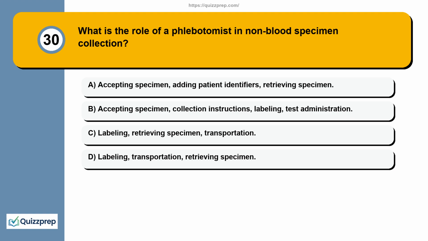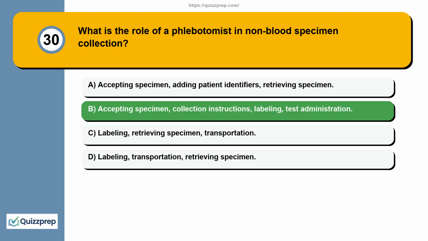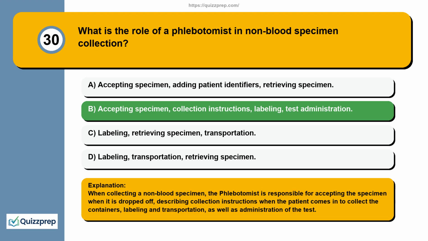Question 30. What is the role of a phlebotomist in non-blood specimen collection? Accepting specimen, collection instructions, labeling, test administration, retrieving specimen, transportation. When collecting a non-blood specimen, the phlebotomist is responsible for accepting the specimen when it is dropped off, describing collection instructions when the patient comes in to collect the containers, labeling and transportation, as well as administration of the test.